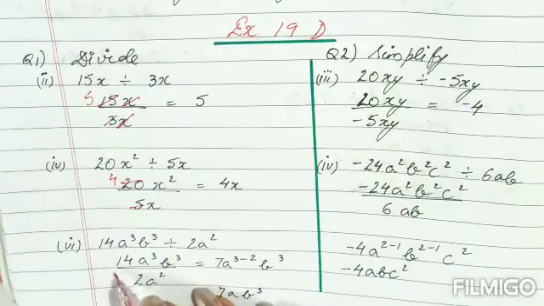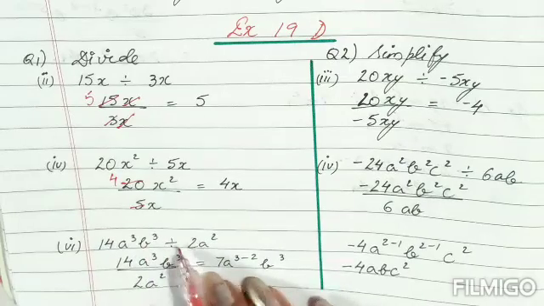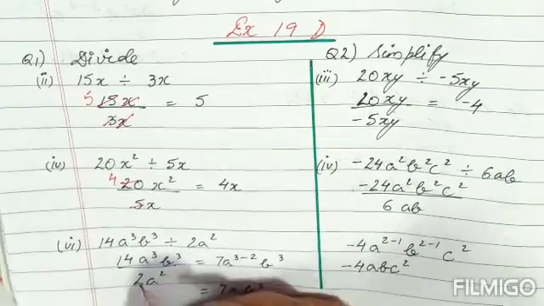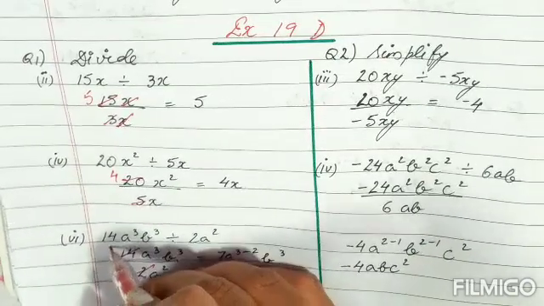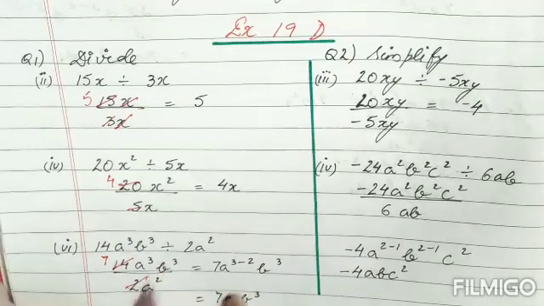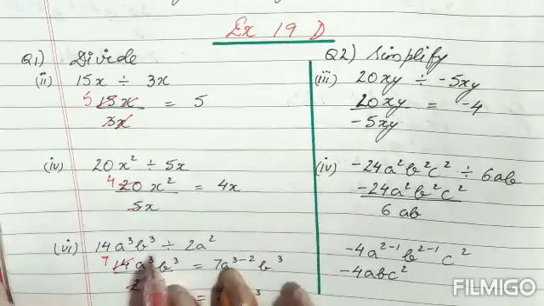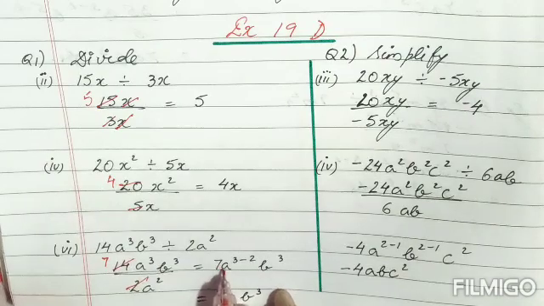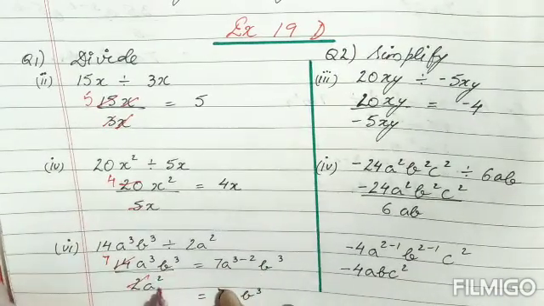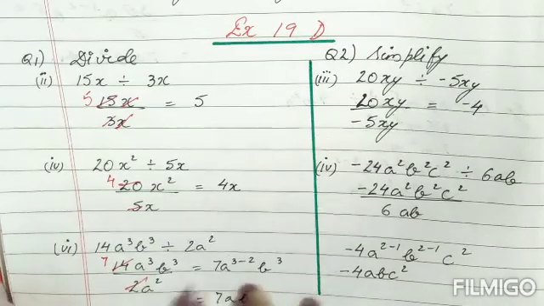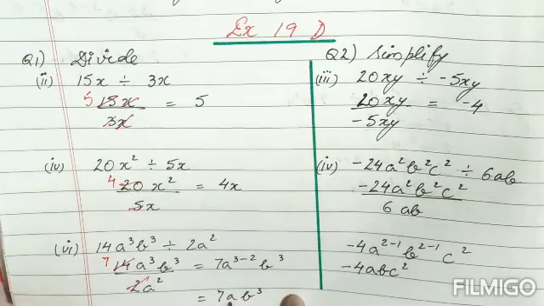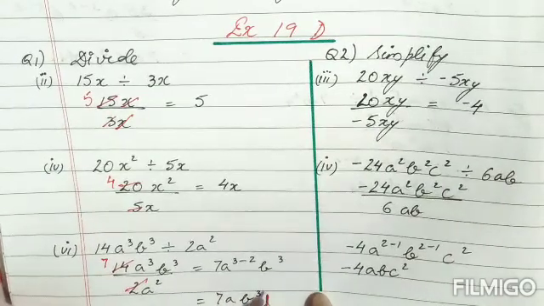I've taken the sixth one, children. 14 a cube b cube divided by 2a square. So you write it like this. Now again, what are we going to do? Number by number is going to get reduced. So this is going to be reduced 7 times, children. Now a to the power 3 and a square means this 2 will go in subtraction. So we'll write a cube minus 2. B is 3 over here, nothing to be reduced because no number of b is over here, variable. So this will be 7a to the power 1. So we write it as a only and b 3. So that is the answer.